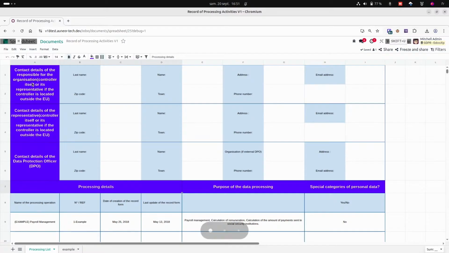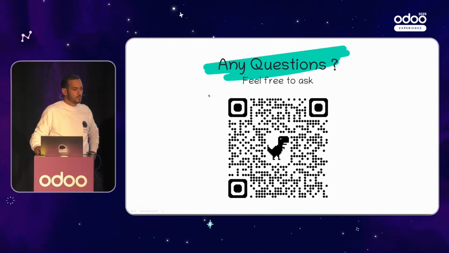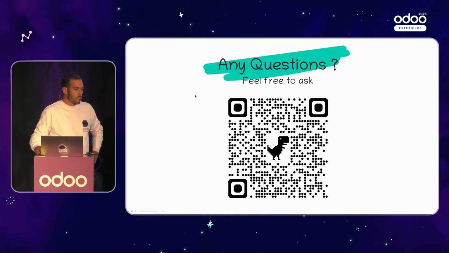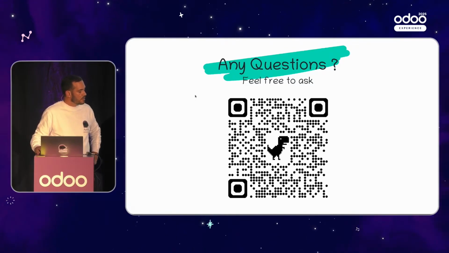Can you use a passkey, so a physical device, as a second factor for authentication with Odoo? Yes, maybe, but I'm not sure. I never tried this.